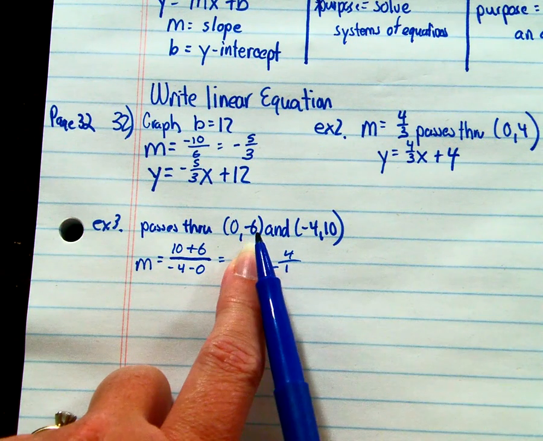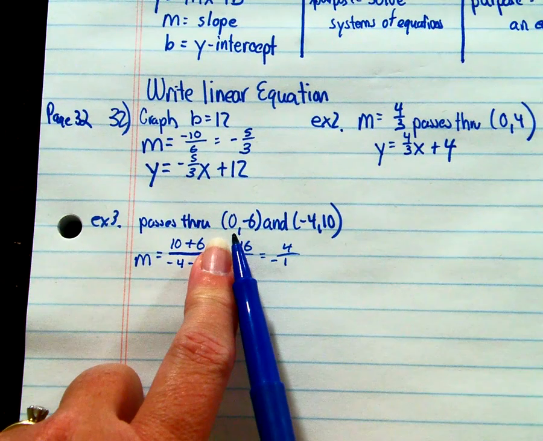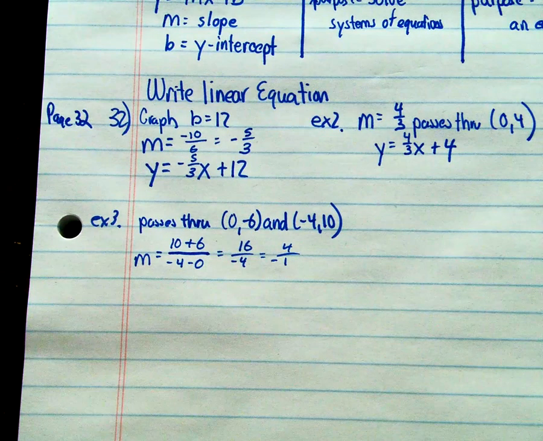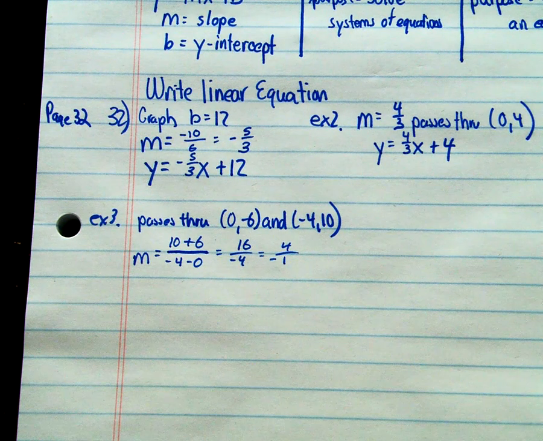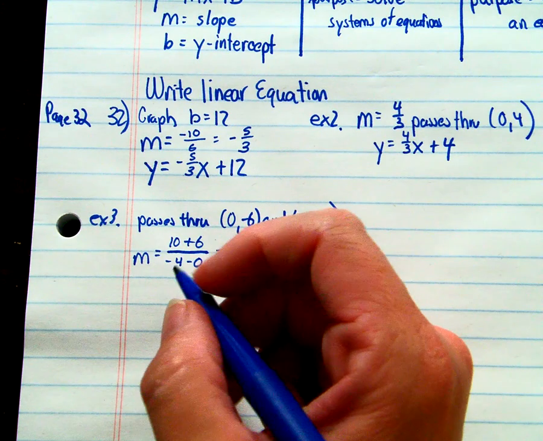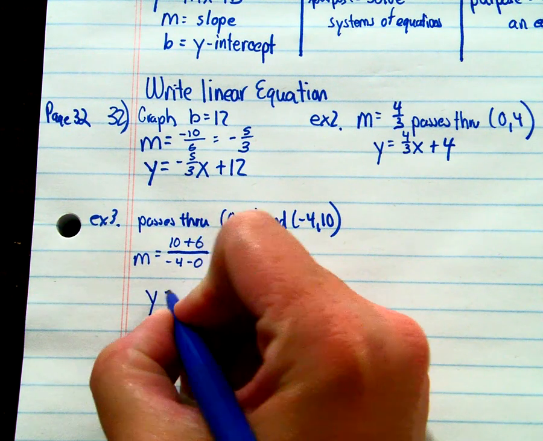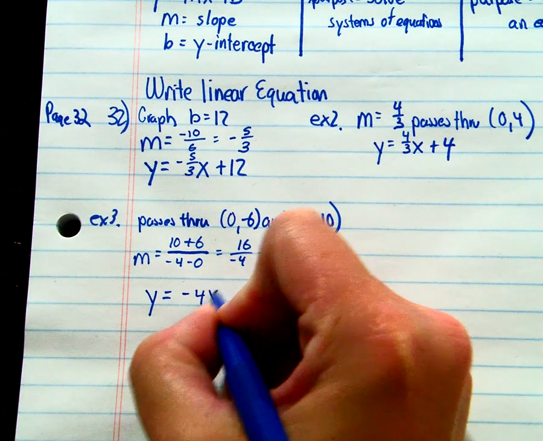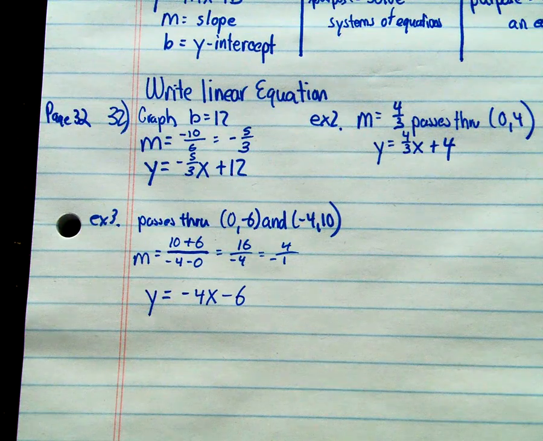Remember this, the y-intercept, anytime you have 0 in the x spot, you're on the y-axis. If you're at 0 on the x-axis, you're not moving either direction. You're on the y-axis, so we know it. Good, so write the equation. You know the y-intercept, you know the slope, write the equation. Allison, y equals what? -4x minus 6. Any question about that?